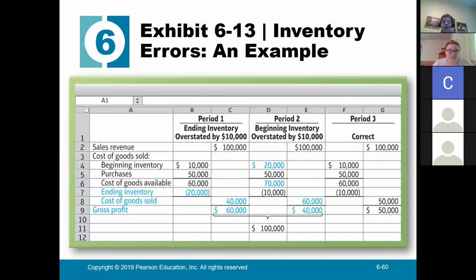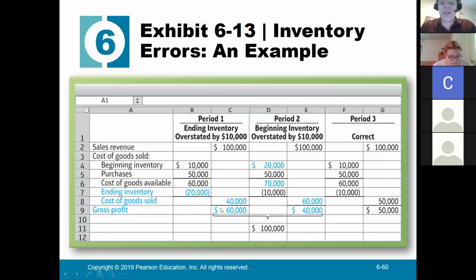So what should have been the case is that each year should have been 50. It should have been 50 and 50 if we'd have done it right. But because we made a mistake, it's 60 and 40. The total is still 100. So together, period 1 and 2 offset each other.